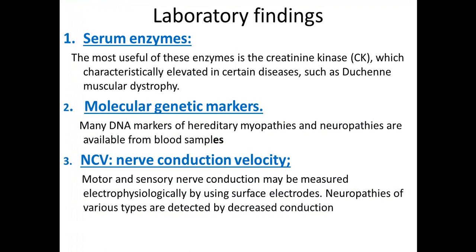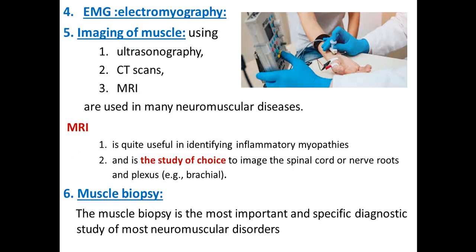And we have to look for the molecular genetic markers, because in hereditary types of myopathy and neuropathy, the markers are evident. And we have the nerve conduction velocity. We check the motor and sensory nerve function. And in neuropathy, various types are detected, and there is decrease in the conduction velocity.